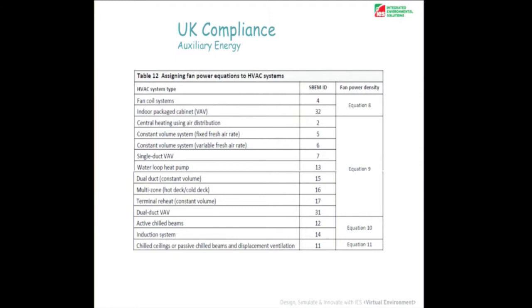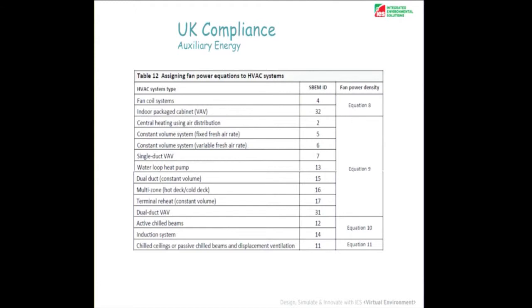Now, as I think we mentioned earlier on in the day, the auxiliary energy method that gets done in compliance is somewhat simplistic. What this table shows here is a range of the air-based systems which are available for selection in a UK compliance method, and then the NCM equation that's attributed to them. So we can see that although we've got maybe a dozen different system types, there's only really 4 equations that govern the auxiliary energy attributed to them.